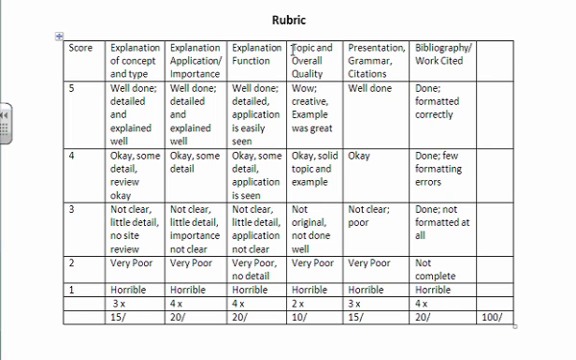Topic and overall quality, I'm going to be judging as, wow, was it creative? Did you put a lot of work? Was it a great example? A solid topic, good example, okay example, not original, not that well, and so forth. Also, presentation: if you did a PowerPoint or a paper, did it flow well? Was it understandable, logically written, and thorough? The grammar and citations, make sure you have those in there. And then also bibliography and works cited, whatever you choose, depending on what you do.